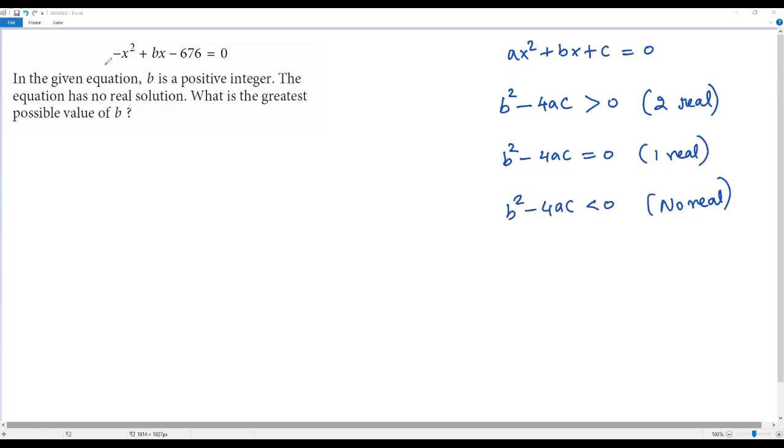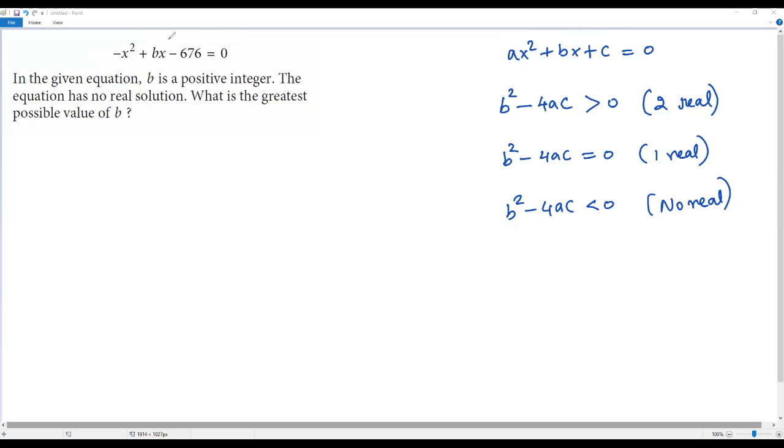Okay, in our problem, the question clearly says the equation has no real solution. That means we have a quadratic equation in standard form, because this equation is exactly in the form of ax squared plus bx plus c equals 0, and it has no real solution. So in these three cases, which one has to be considered? We have to consider the last one, because when the quadratic equation has no real solution, the value of the discriminant b squared minus 4ac has to be less than 0.